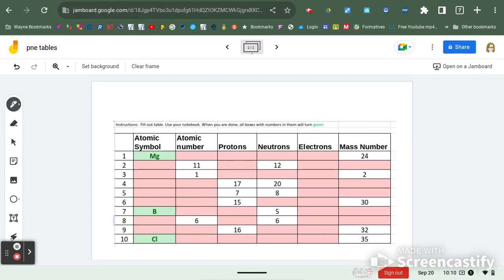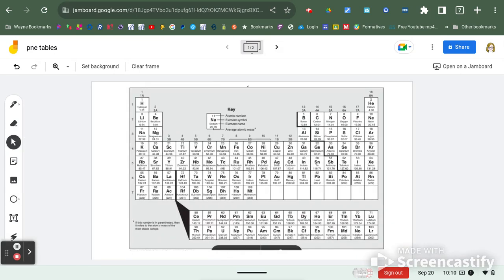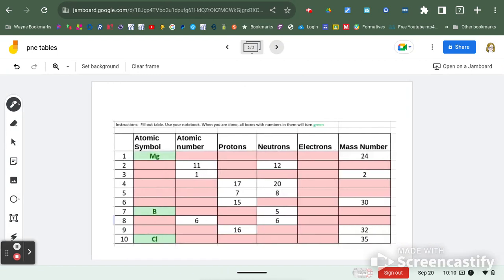We're going to start with the first one. So this says Mg. So you want to find Mg on the periodic table. So here is Mg right here. And you see that its atomic number is 12. So that is what we're going to add right here. The atomic number and the protons are always the same. That's never going to change. So the protons are 12.